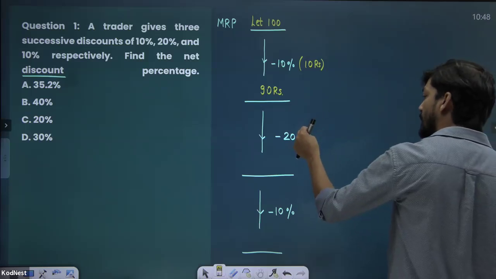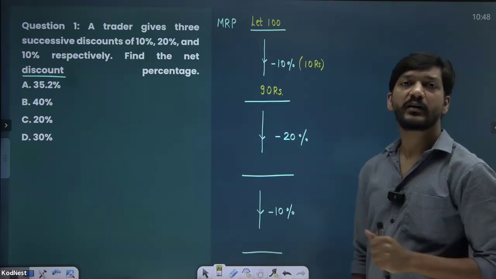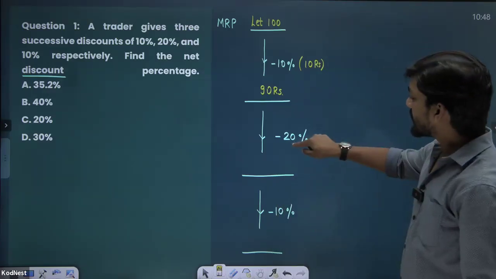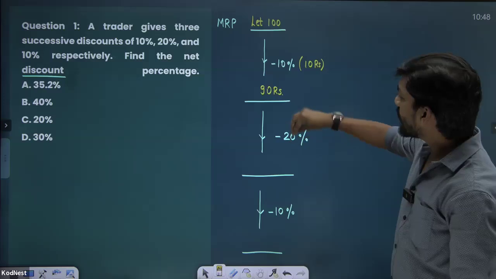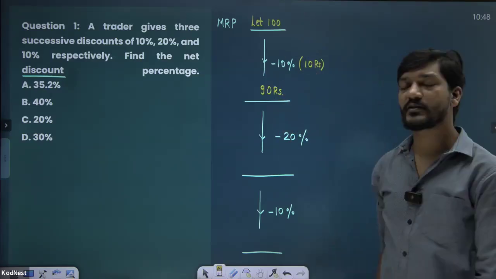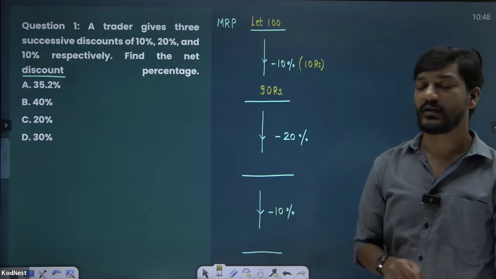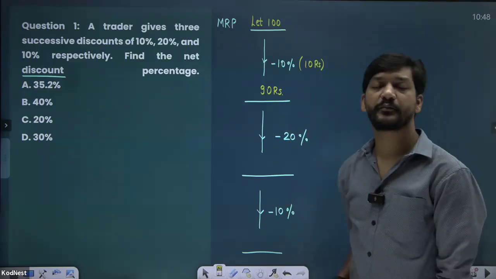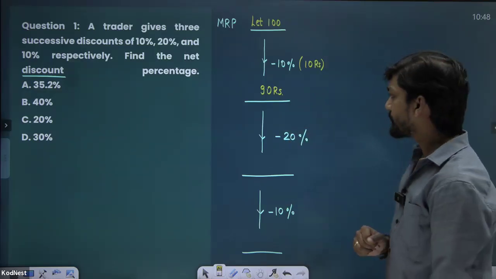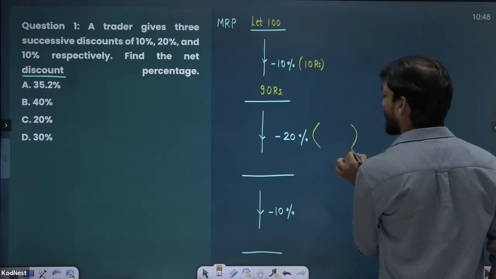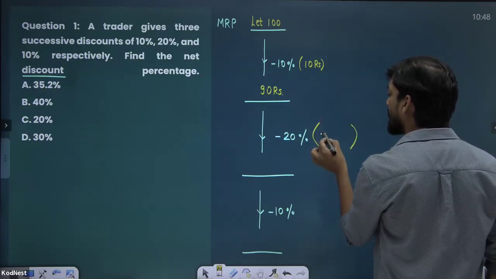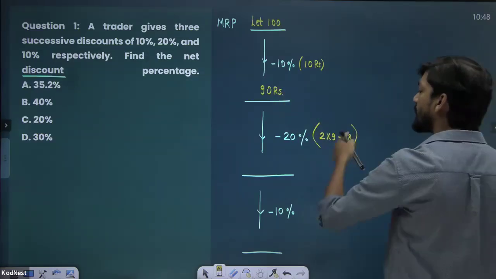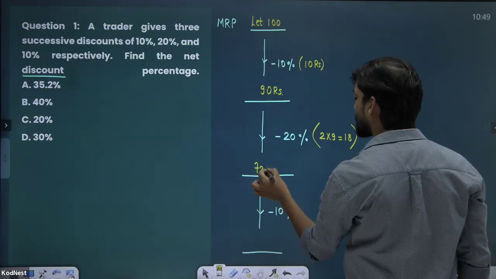Okay. Now, will you say 20%, 20 rupees? Will you say that? Carefully answer. No. Now, this discount is not on MRP. This discount is on 90 rupees. That's why it is called successive. The first discount on first value, second discount on second value, third discount on third value. That's why successive. So 20%. My dear, 10% will be 9 rupees. So 20% will be 2 into 9. That is 18 rupees. So 90 minus 18, that is 72 rupees.